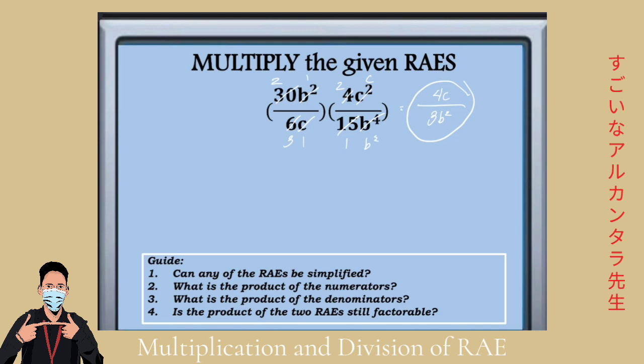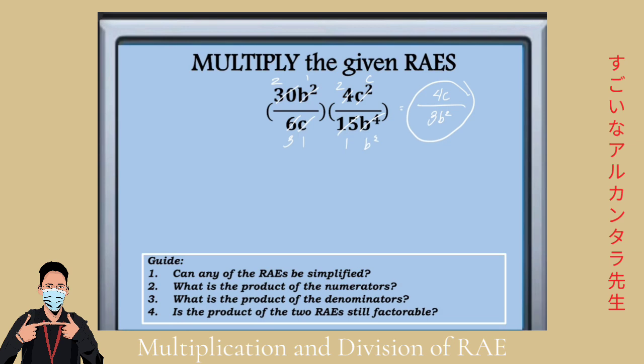That's it. And I repeat, you can have different combinations here of simplifying. You can simplify 30 and 6 first, and still we will arrive with the same answer. So it depends on you and how you would like to pair them. As long as the relationship is numerator-denominator, you're not going to have a problem on that.